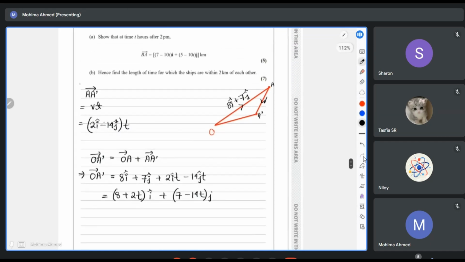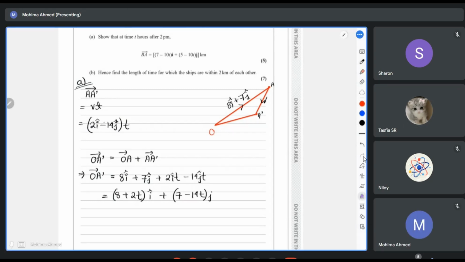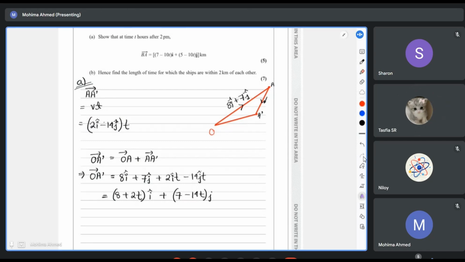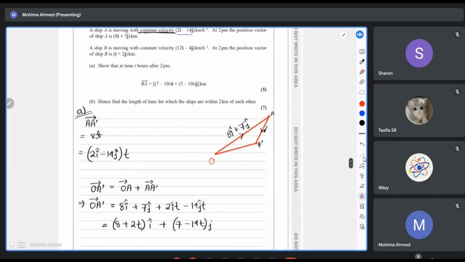Right. Is there anyone having any doubts for this part A? We just found out the length of this, OA prime. Any question till now? Are we using distance equals velocity into time to calculate A and A prime? Yes, we are using the equation distance equals speed into time because it was stated that your object was moving with constant velocity, right? So we can use that equation only.